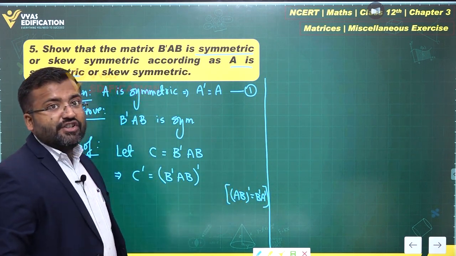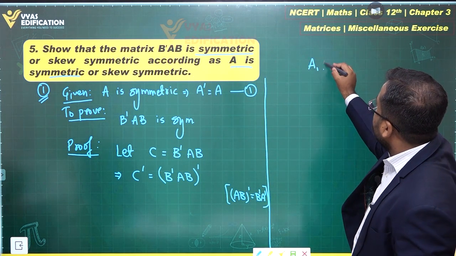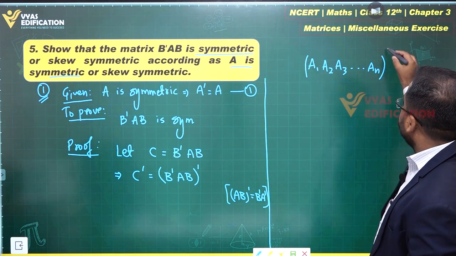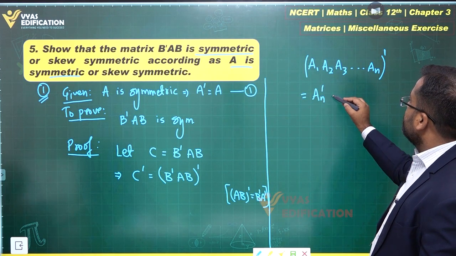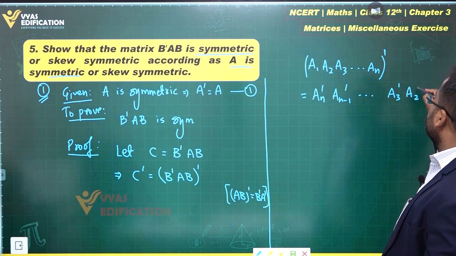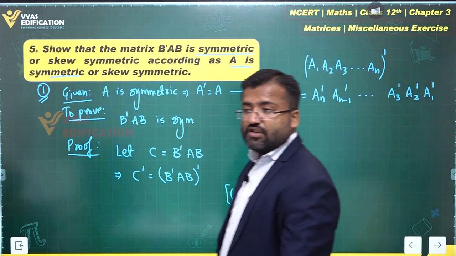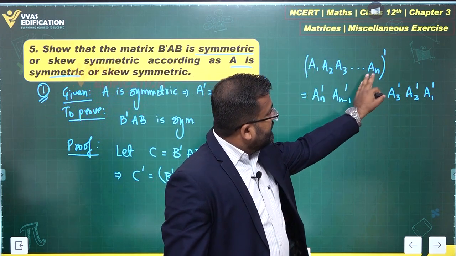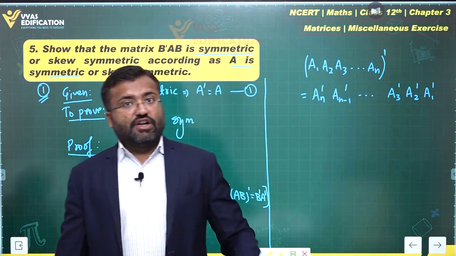Although there's an extended version to this as well. What is the extended version? I'll explain that. A1, A2, A3, ... AN. If there are n matrices multiplied and we want to take the transpose, what we'll get is AN transpose, AN minus 1 transpose, ... A3 transpose, A2 transpose, A1 transpose. This is also known as the reversal law of transpose, right? In case of product, once you want to take the transpose of that, you can take individual transposes and multiply them in the reverse order.